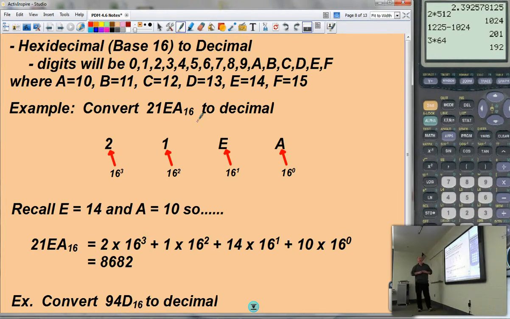If you have a wireless router at home and it's secured with a password, usually you're going to be seeing things with letters. That's going to be hexadecimal. Digits will be 0, 1, 2, 3, 4, 5, 6, 7, 8, 9, followed by A, B, C, D, E, and F, where A is 10, B is 11, C is 12, D is 13, E is 14, F is 15.